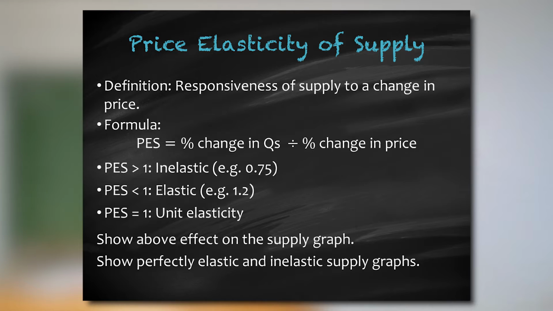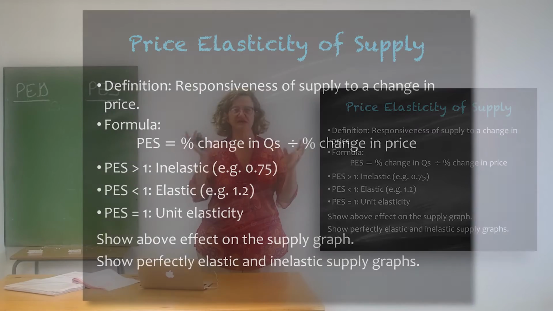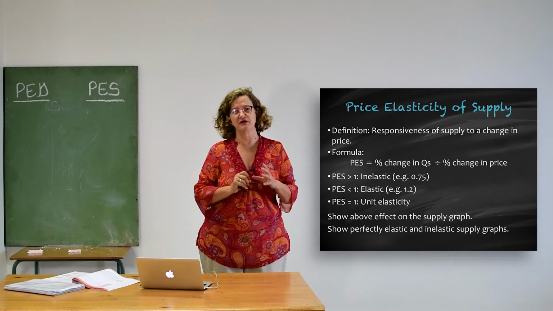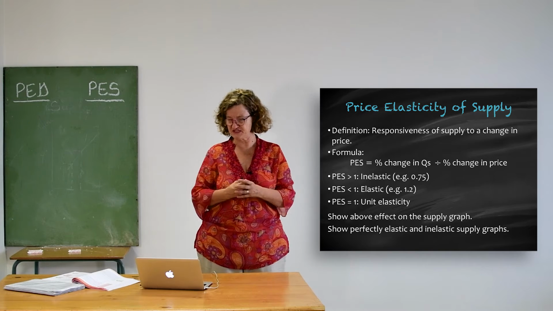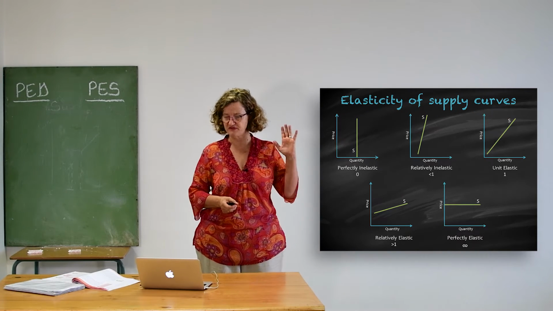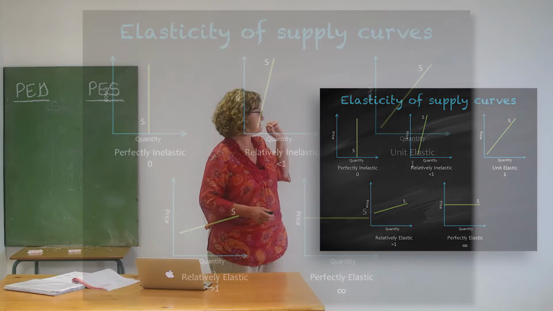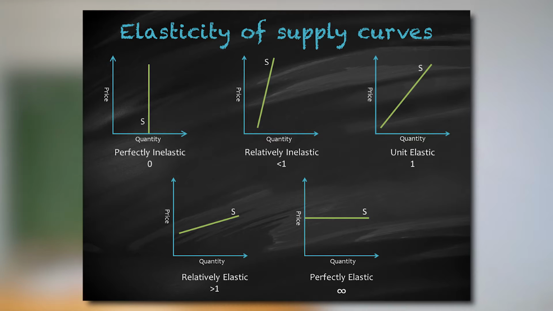And then you also get, if the answer is equal to one, you can also call it unit elasticity. Now in this case, it just means that if the price increased by 10%, the supply also increased by 10%, in the same ratio. You will see that the 45-degree graph is unit elastic. The one that is steeper is more inelastic, and the one that is more relaxed is elastic.